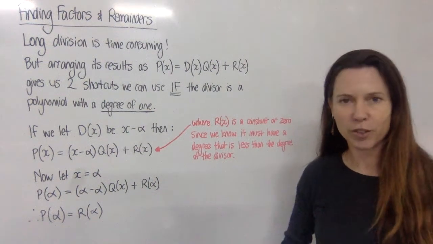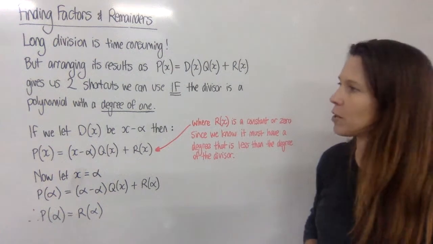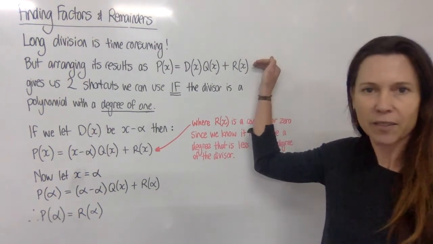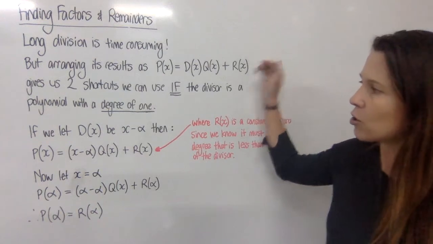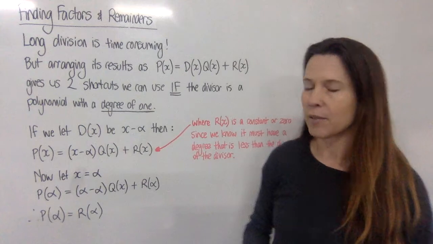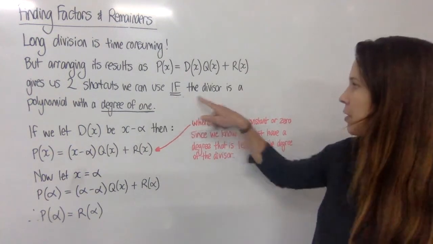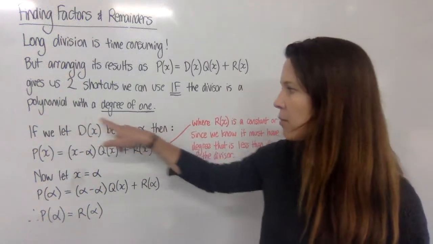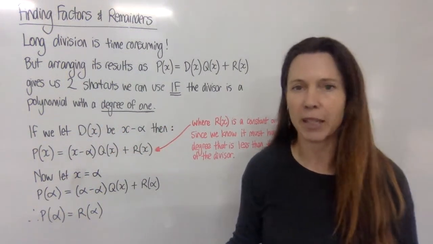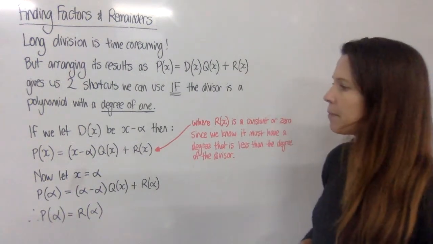In this lesson, we're going to learn some shortcuts because long division is very time consuming. But if we arrange its results like this, and we've called this standard form so far, then it gives us two shortcuts that we can use to find factors and remainders more quickly. And we can use these, but only if the divisor is a polynomial with a degree of 1. In other words, a linear polynomial, something like x plus 3 or 5x minus 1 or something like that.